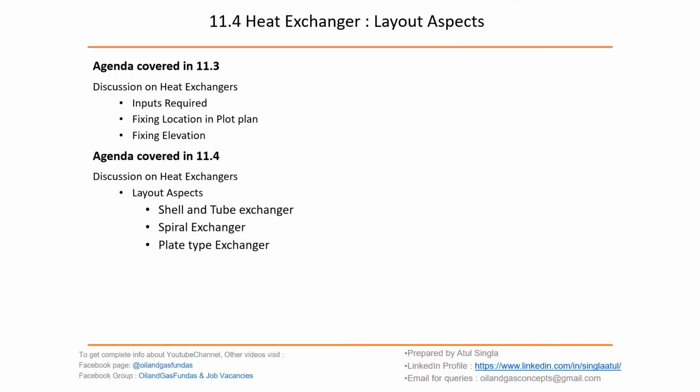Welcome to the fourth part, which is related to heat exchangers. We have already covered a few of the sections: input required, fixing location in the plot plan, and fixing elevation. In this section, we'll start discussing layout aspects. We'll start with the shell and tube exchanger, then the spiral exchanger, and the plate type exchanger.